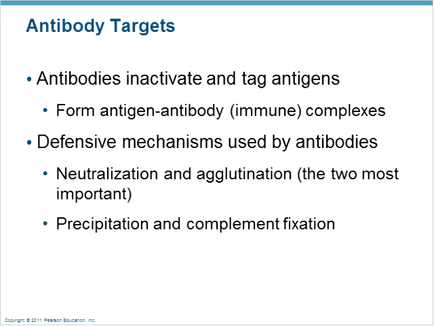Antibody targets. Antibodies inactivate and tag antigens, period, and form antigen-antibody complexes, sometimes called immune complexes. Their defensive mechanisms include neutralization and agglutination. Those are the two most important. They either neutralize the antigen or they cause the antigen to clump up. And then they use precipitation and complement fixation, and we'll talk a little bit about what those are in the next few slides.